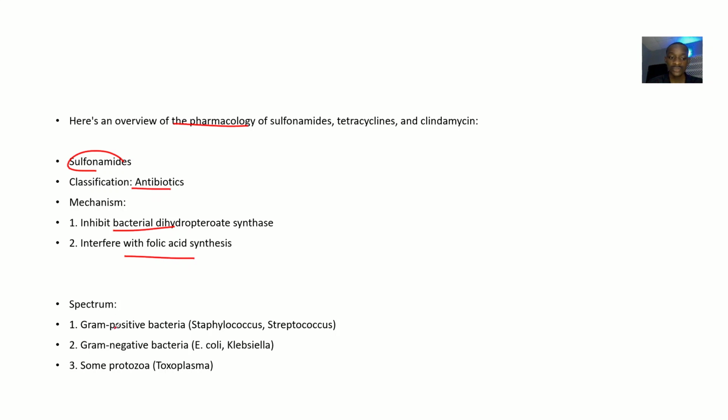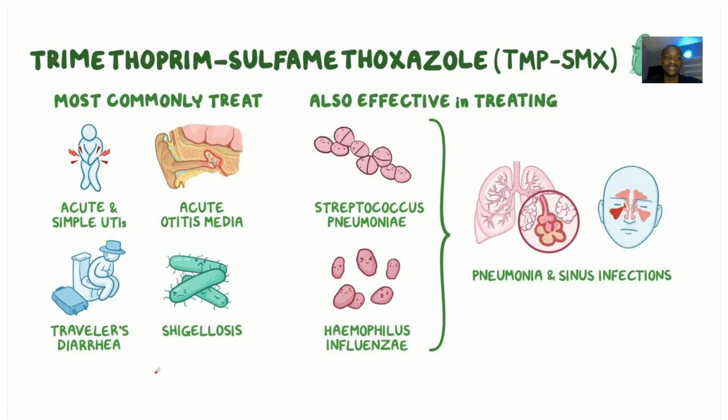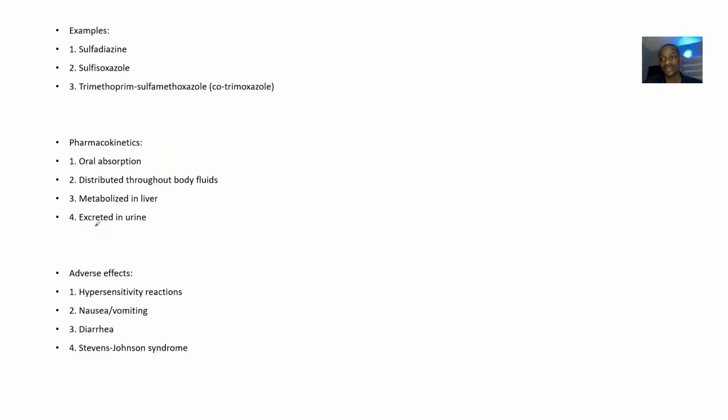Okay, so its spectrum: it has an action on gram-positive bacteria like Staphylococcus, Streptococcus, right? It also has an action on gram-negative bacteria like Escherichia coli, Klebsiella. It also has an effect on some protozoa like Toxoplasma, all right? So these are the different types of infections that you can use sulfonamides to treat: acute or simple urinary tract infections, acute otitis media, streptococcus pneumonia infections, Haemophilus influenza infections, shigellosis infections, and traveler's diarrhea. All of this you can use sulfonamides to treat.